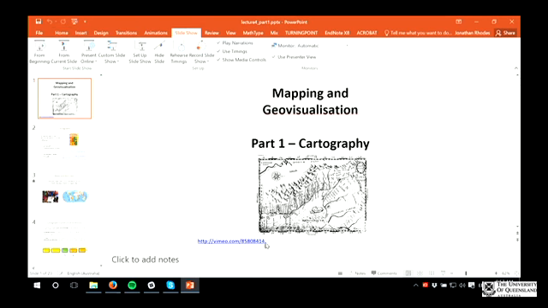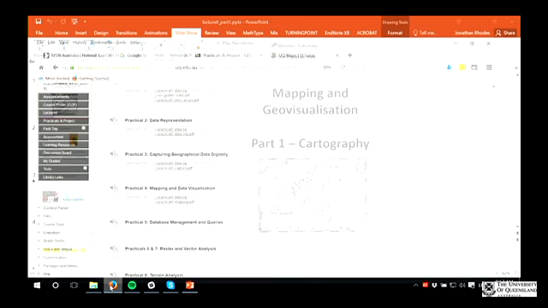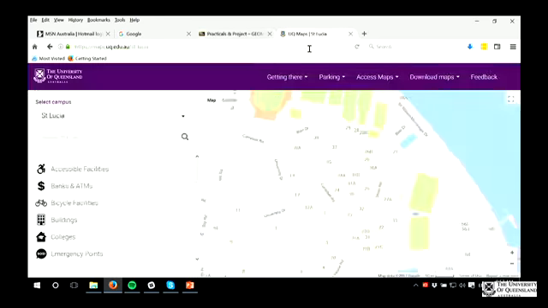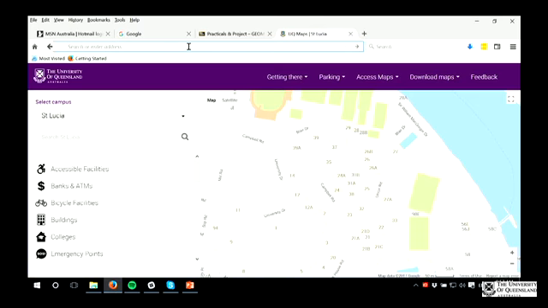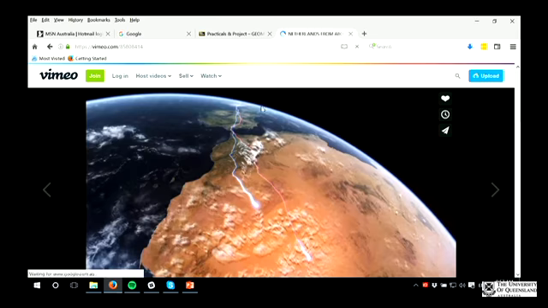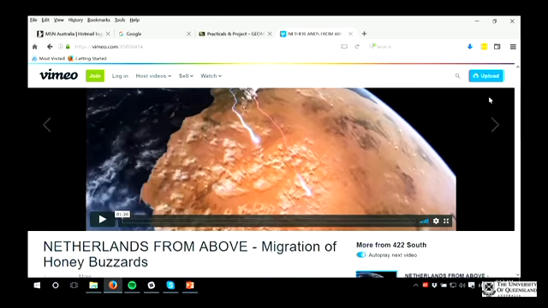Okay, so I'm going to start by showing you a visualization, and I think this is a really nice illustration of the types of visualizations you can do with GIS. We're not going to do anything as fancy as this. Okay, here we go. This is a video of the tracking of two honey buzzards from Europe, migrating down into Africa.